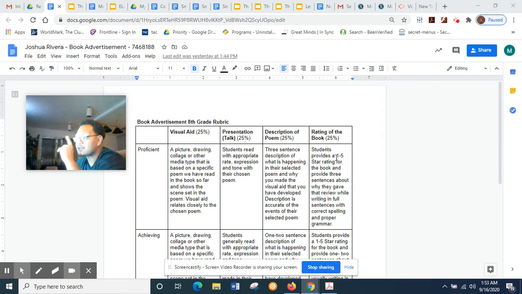The student provides a 1 to 5 star rating for the book and provides 3 sentences about why they gave their review, while writing in full sentences with correct spelling and proper grammar. Basically, you're going to have to write a real sentence. None of these simple sentences, none of this, oh, he, cat, gun, run. No, none of that. Cat in the Hat days are over with right now. You need to write a real sentence.